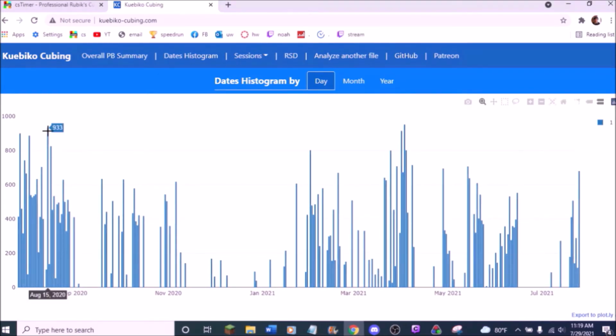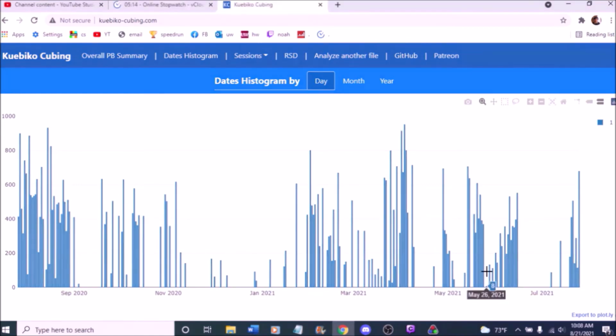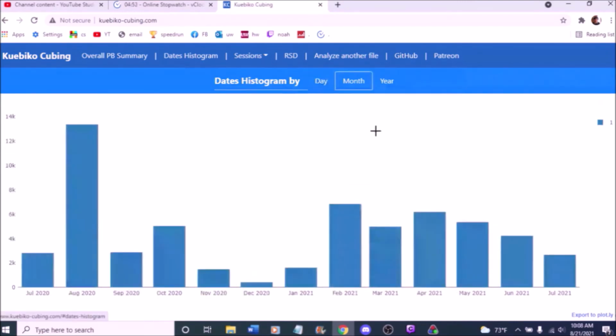It seems that most of my sessions were in between 200 and 600 solves in a day. The shortest session I found was 8 solves on this day, and the longest one was 952 solves on this day. Here are the solves per month.